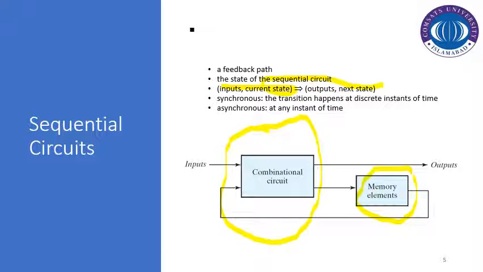So output at any time instant is dependent upon the input and the current state or the present state in which the circuit is behaving. Whereas as far as the simple combinational logic design, we don't have any sort of memory elements or the feedback path that are available in the circuit. So that is the major difference between the combinational logic design and the sequential logic design.